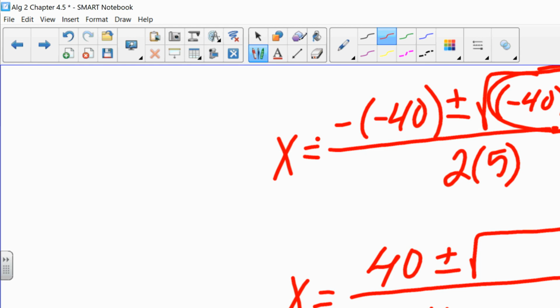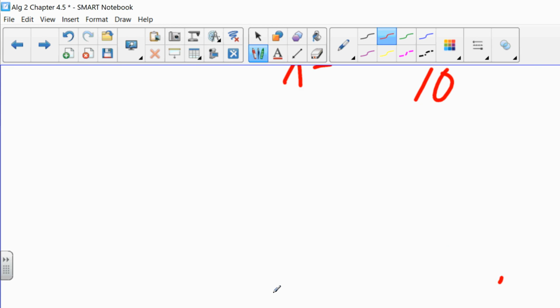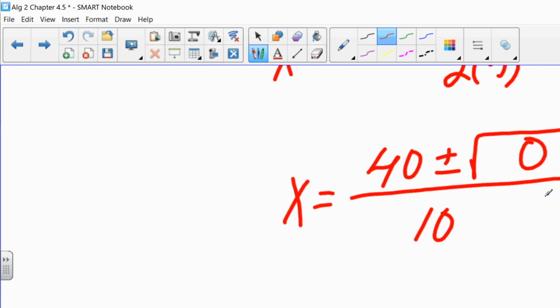As 40 squared would be 1600. As 4 times 5 is 20, and 20 times 80 would be 1600, which would be 0. All right, challenging question. What's the square root of 0? Zero.